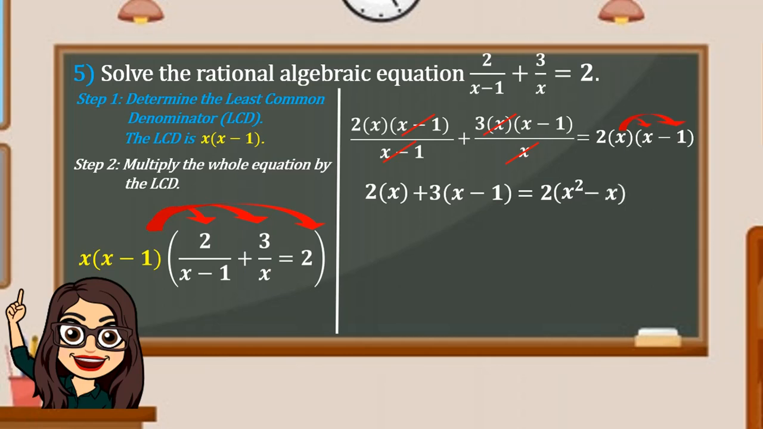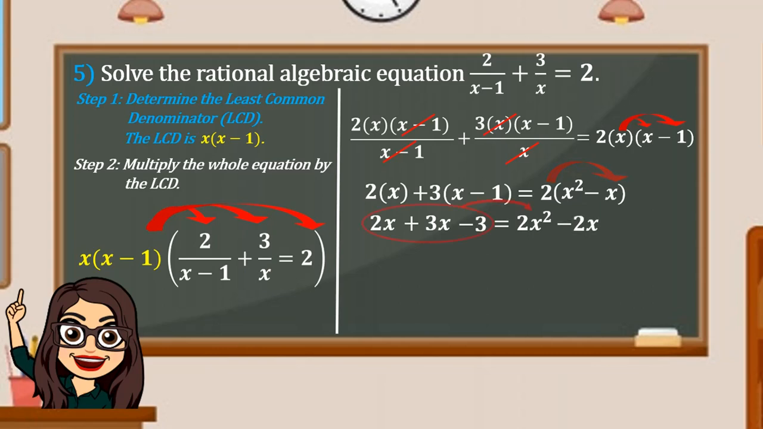And then simplify each term. 2 times x is 2x. Then distribute 3 to the quantity x minus 1. 3 times x is 3x. 3 times negative 1 is negative 3. Then distribute 2 to the quantity x squared minus x. 2 times x squared is 2x squared. 2 times negative x is negative 2x.